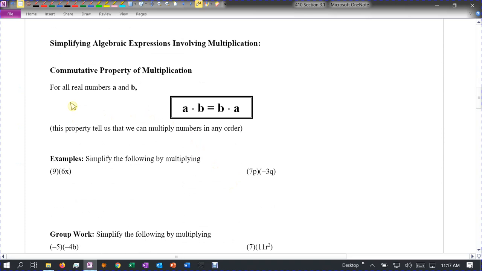The first one is what's called the commutative property of multiplication. And all it says is that when you have multiplication between things, like a times b, then it's okay to switch the order and make it b times a. And you get the same answer. So in other words, if I had 3 times 4, well, that's the same as 4 times 3. And we can do that anytime we have multiplication between two things.